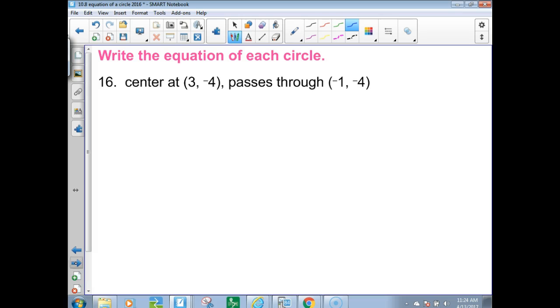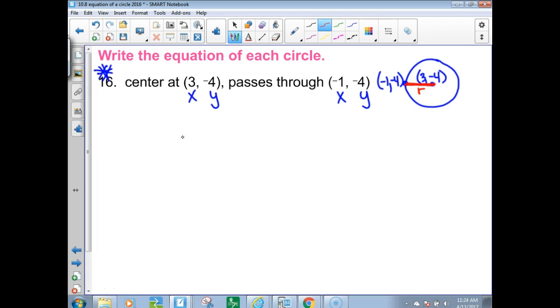Okay. Now comes the little bit harder kind. All right, this is an x value, this is a y value. This is an x value, this is a y value. We have to figure out this circle's radius by using the distance formula. This is that situation we did earlier where if you have the center at (3, -4), then the point (-1, -4) would have been back over here. We need to know the distance from here to here, which is the radius.